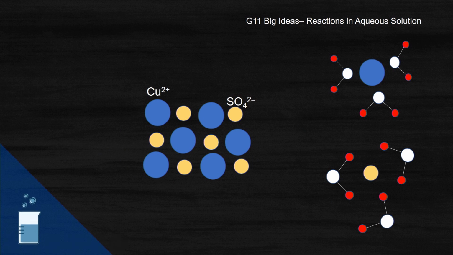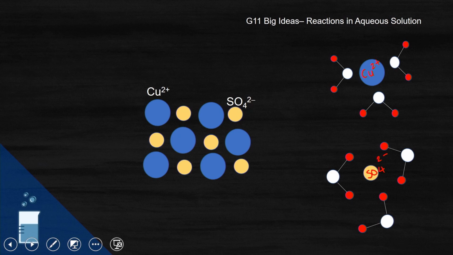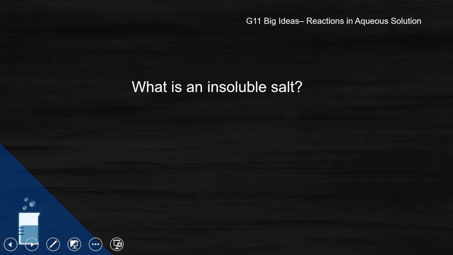In solution, this is what it looks like. The cation is completely surrounded by water particles, and the anion is also completely surrounded by water particles. So they cannot reconnect. So what is an insoluble salt? An insoluble salt is where the electrostatic forces between the cation and the anion are so great that the water that is trying to attract the cation or anion can't break it apart. So the electrostatic force is too strong. That is what makes an insoluble salt.